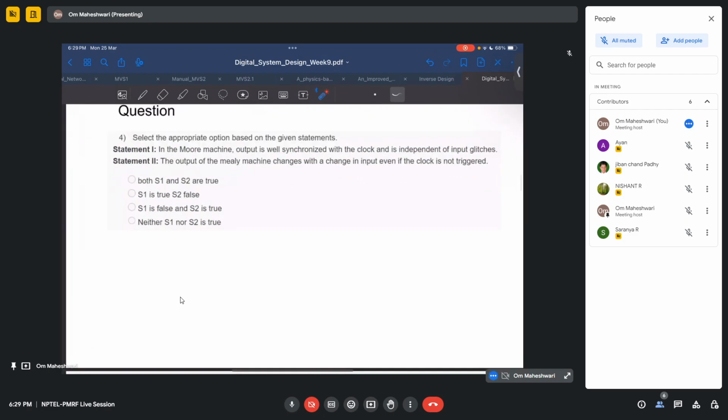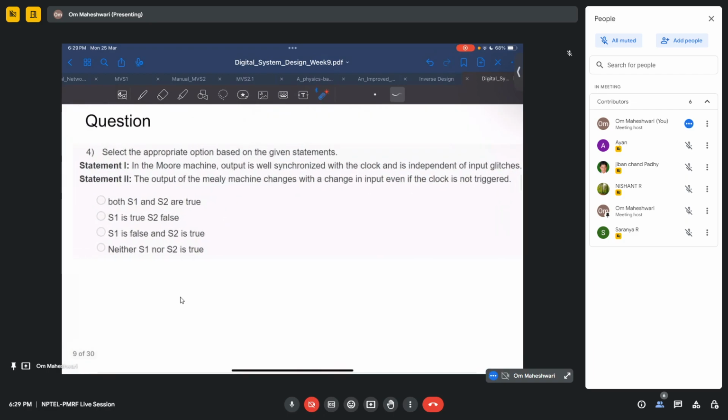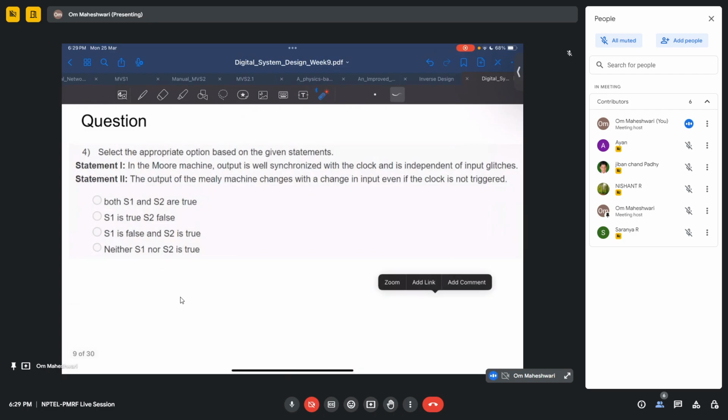Okay, so the next one is a little bit typical and goes into the application of the machines. In Moore machine, output is well synchronized with the clock and is independent of input glitches. Mealy machine changes with change in input even if clock is not triggered. What could be the answer?